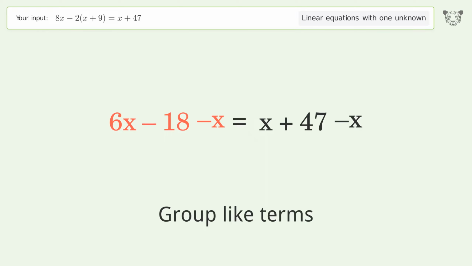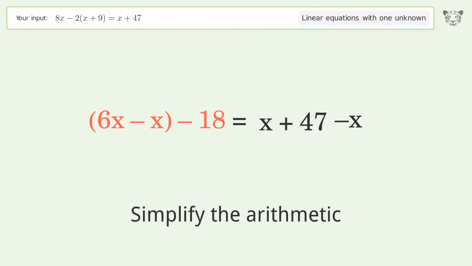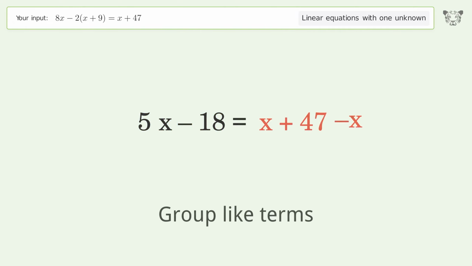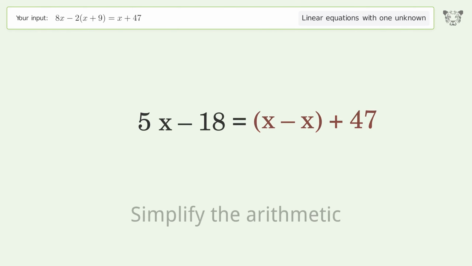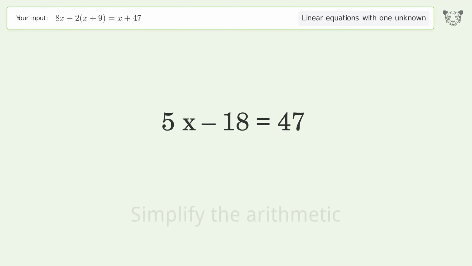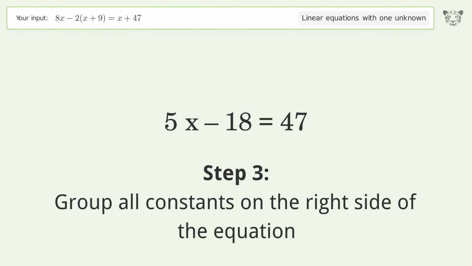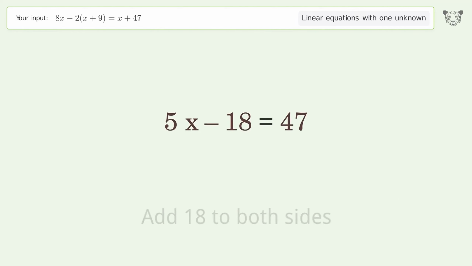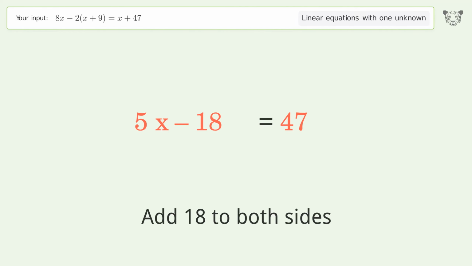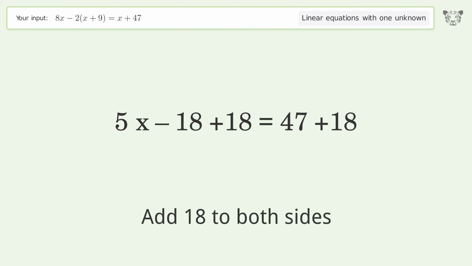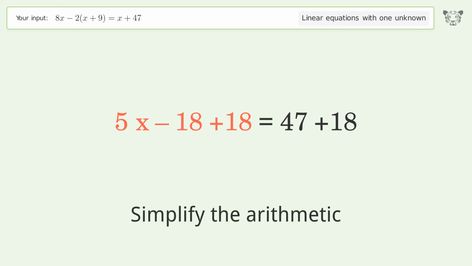Group like terms. Simplify the arithmetic. Group like terms. Simplify the arithmetic. Group all constants on the right side of the equation. Add 18 to both sides. Simplify the arithmetic.